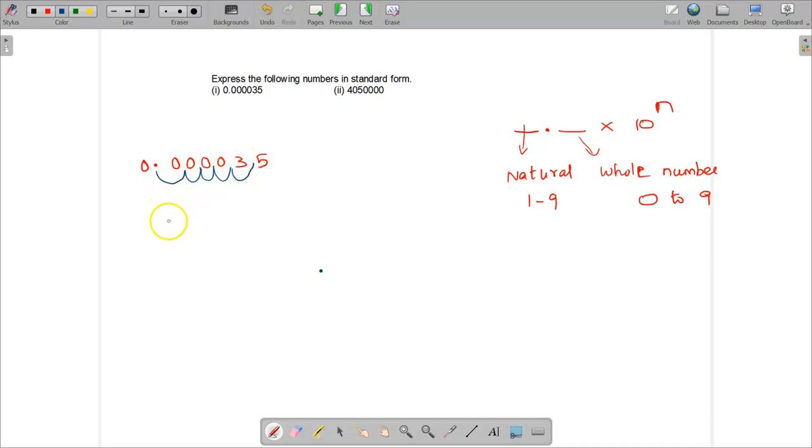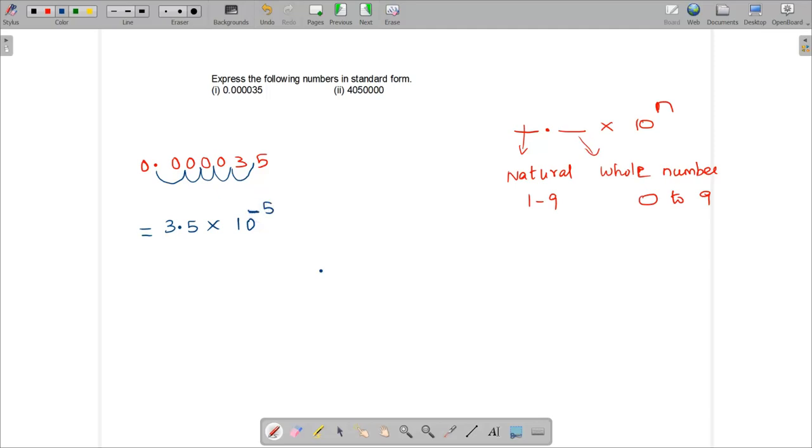So how can we write this number? 3.5 into 10 power of. How many times are we moving to the right side? 1, 2, 3, 4, 5. So 5 times it is moving to the right side, so we need to write it as 10 power minus 5.